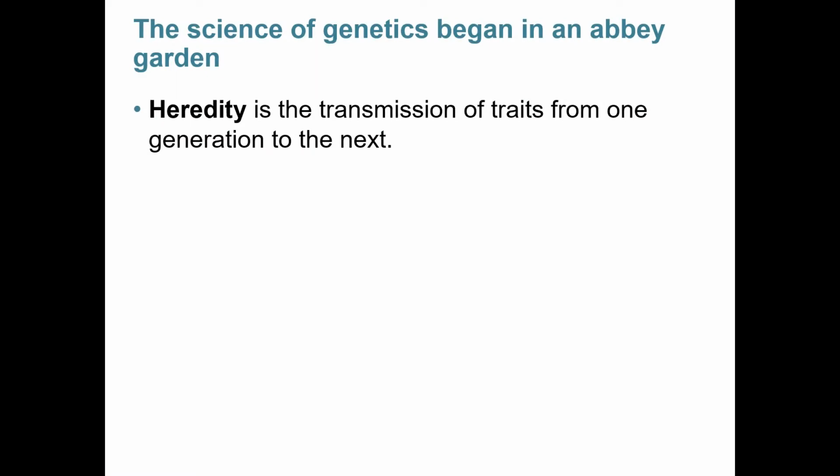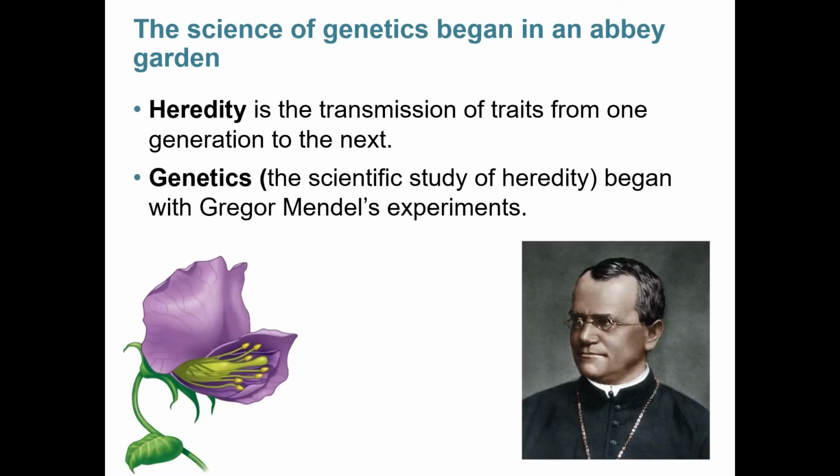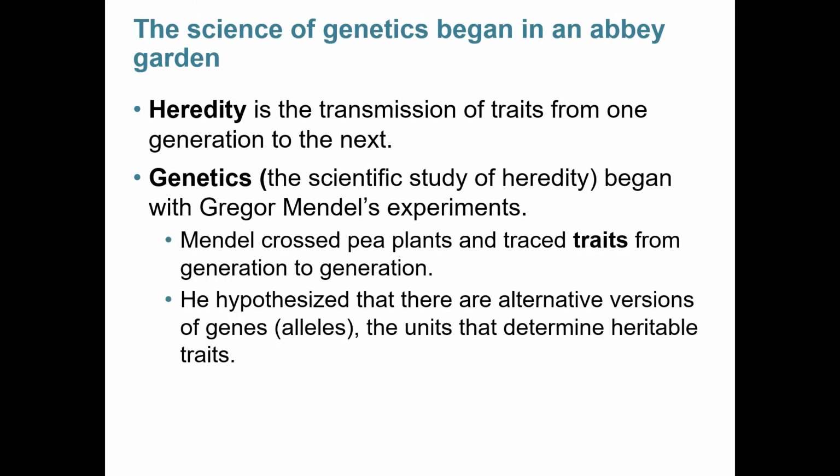Heredity is the transmission of traits from one generation to the next. Genetics is the scientific study of heredity. So we know that things are inherited from our parents, but through genetics we want to understand why and how. The first person that is largely attributed to being the first geneticist is Gregor Mendel. Mendel's experiments involved crossing pea plants and tracing what he called traits. Traits were things that you could see about the plant, what color it was, how tall it was, and then he would follow those traits from generation to generation.